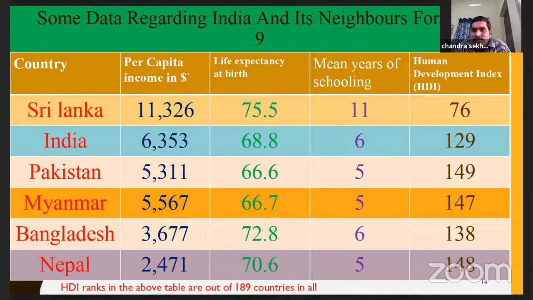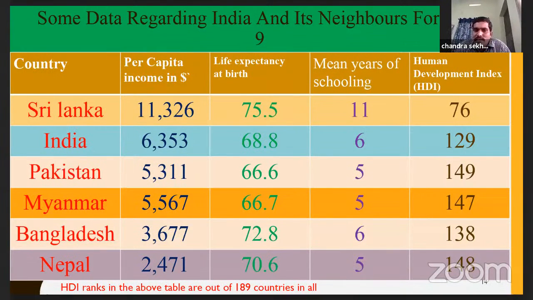Now when we come to life expectancy at birth, the countries which have more life expectancy at birth, we can understand that they have more health and medical facilities, more advanced facilities available to the people living in their countries. In this parameter also, Sri Lanka is ahead of India with more years of life expectancy at birth. Sri Lanka has 75.5 years of life expectancy at birth. India has only 68.8 years.